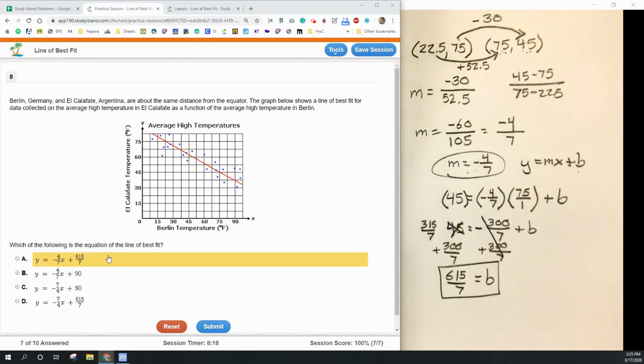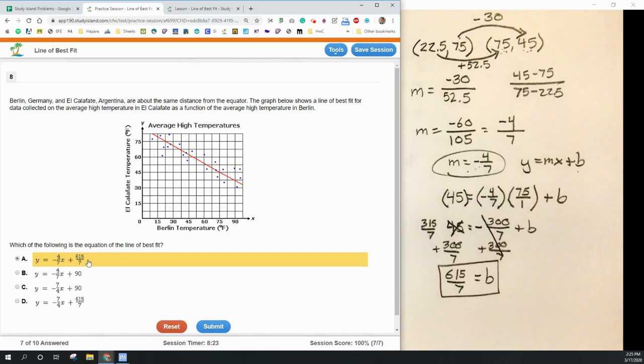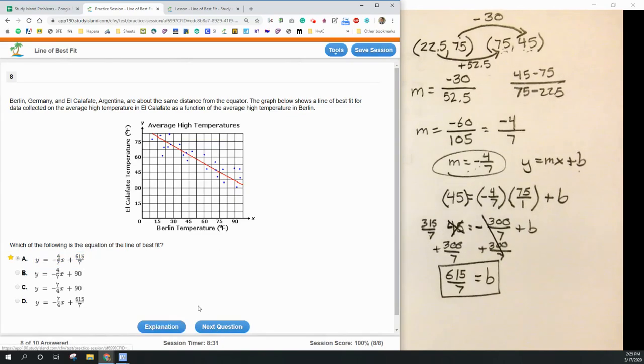That corresponds with A. Y equals m times x plus b. M is negative 4/7. So we have negative 4/7 times x plus b, which is 615/7. So plus 615/7.